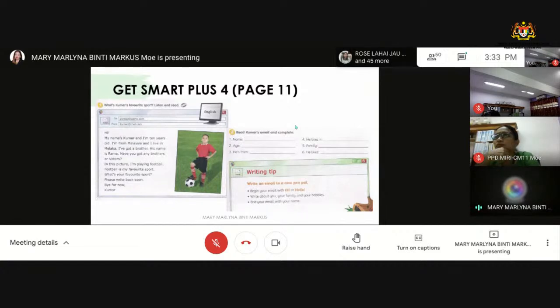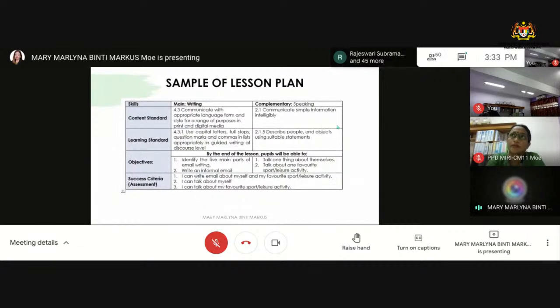For those who are teaching level 2, if you have your textbook, you can look at this one. This is on page 11. Okay, so I'll show you the sample of the lesson plan. The complementary is speaking. 2.1, communicate simple information. 2.5, describe people, objects using suitable statements.